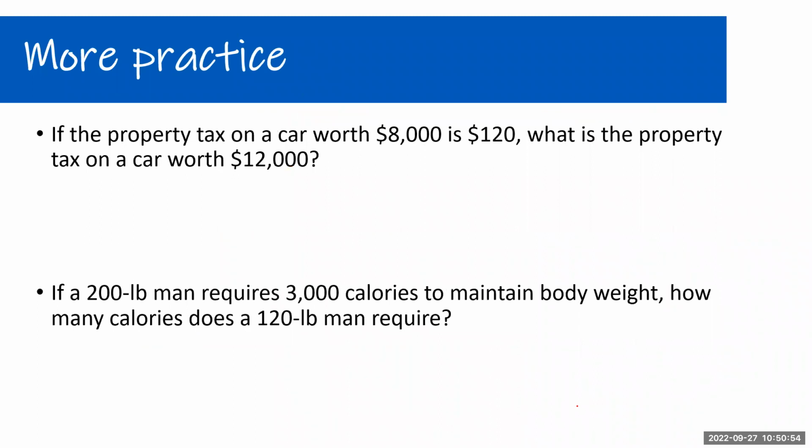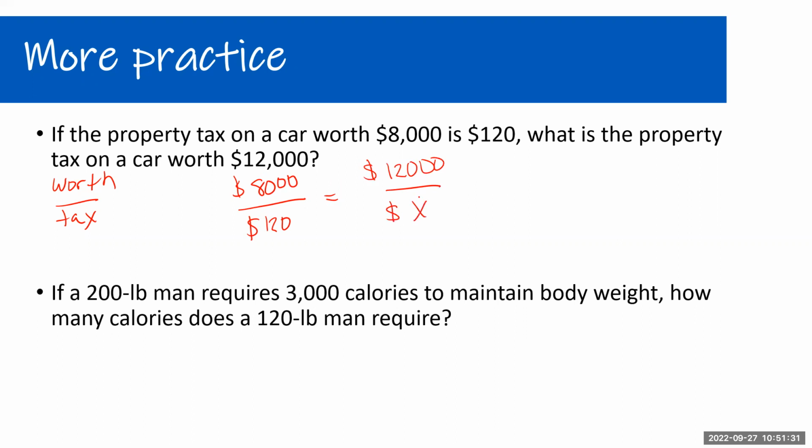Okay, what about these? The property tax on a car worth $8,000 is $120. So what is the property tax on a car worth $12,000? So for this one, I'm going to say worth over tax. I'm just going to go ahead and write the fractions like that to help me keep it straight. So our first one is worth $8,000, and the tax is $120. And the second one is worth $12,000. And we don't know what the tax is. Okay, so it's going to be X dollars.